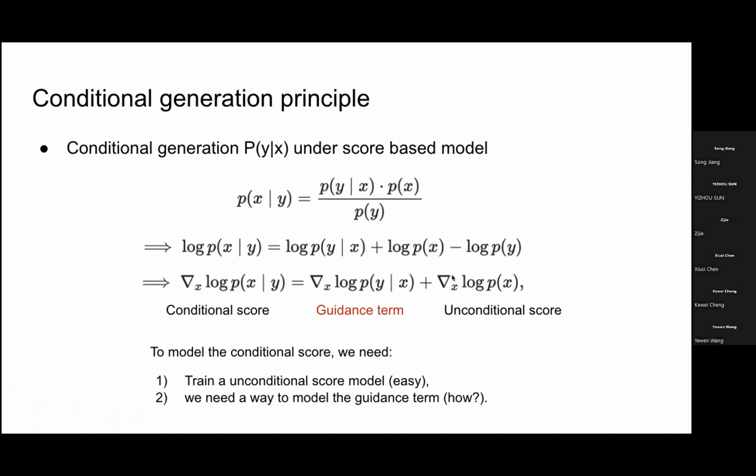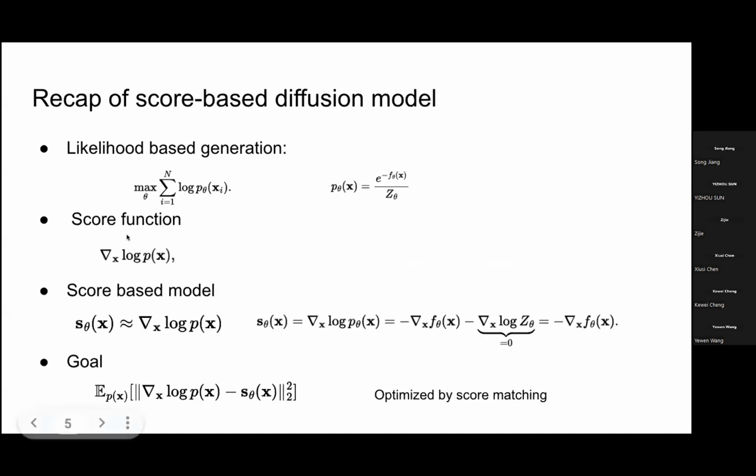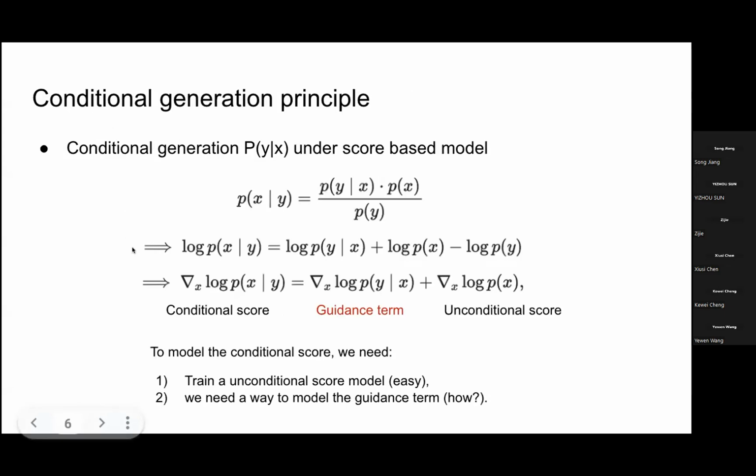Let's first look at the last one. This one is basically the score function we have here, right? If we train a standard score-based diffusion model, we already have this. And the left side, the conditional score, is our goal. This is what we want, the conditional score, right?